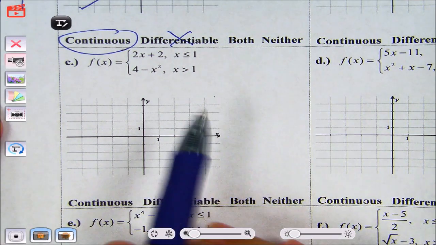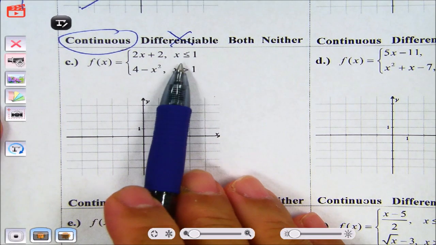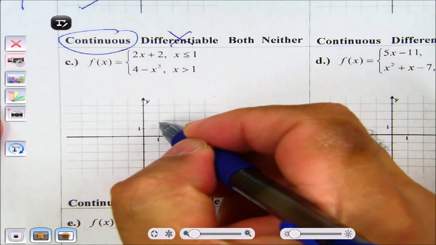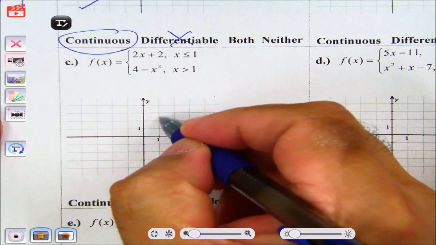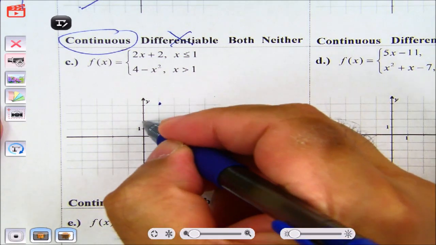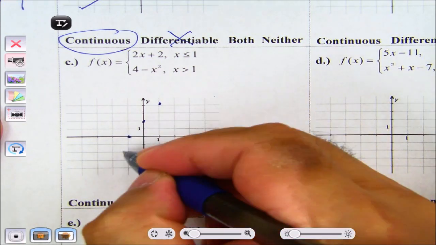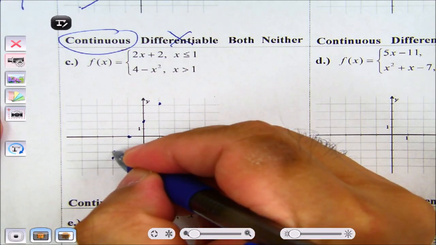Alright. So let's do this one. 2x plus 2, x less than or equal to 1. So I'm just going to plug in 1 into that expression. That'll make it 4. 1, 2, 3, 4. And it has a slope of 2. So here. Oops, I went too far down.